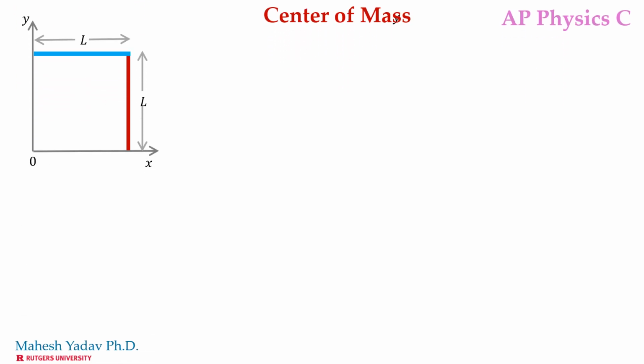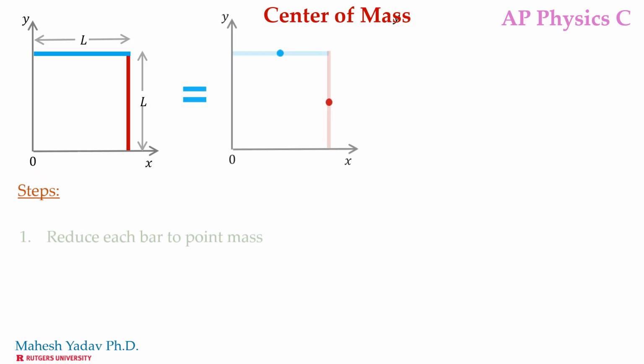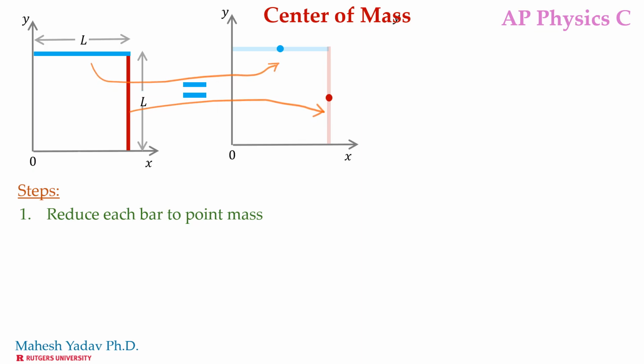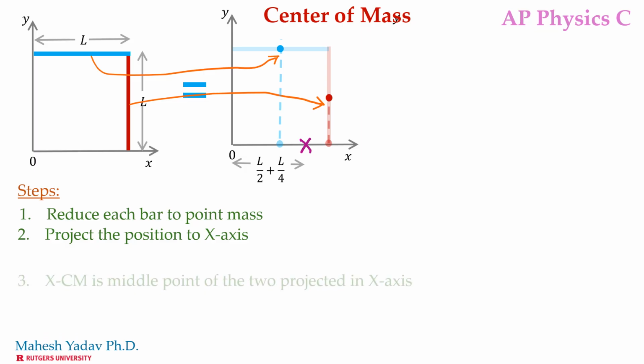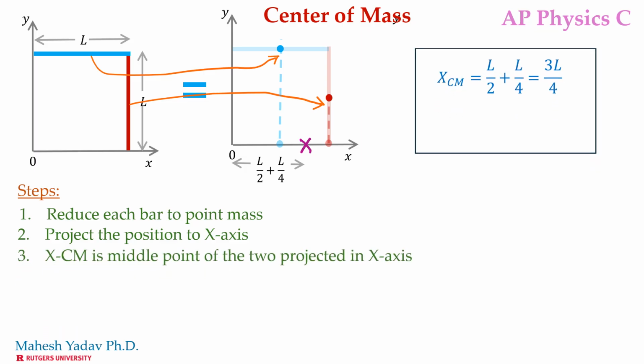Here we do it differently than what you might see in a textbook, but it's a perfectly legitimate way. We reduce each bar to a point mass at the center of each respective bar. We then project the positions of the two point masses to the x-axis. Since we have identical bars, the point masses are of the same weight. The x part of the center of mass is the center of these two point masses, which is shown as a cross in burgundy color, and the distance from the origin is L by 2 plus L by 4 along the x-axis.